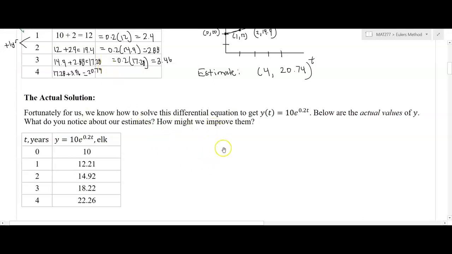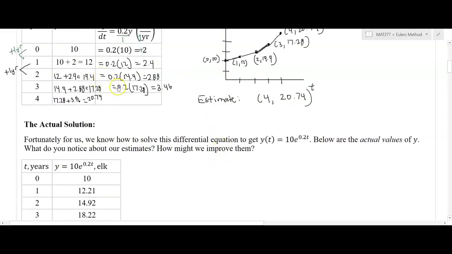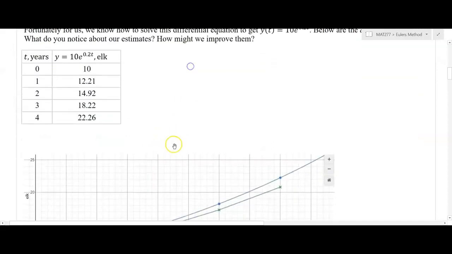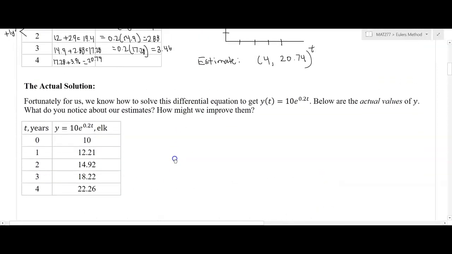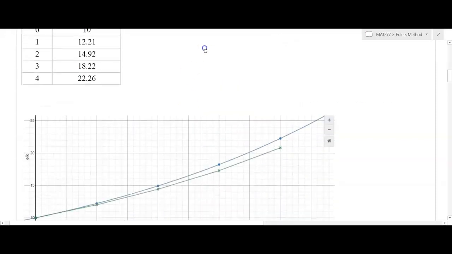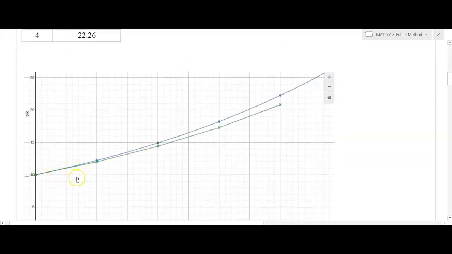So how do we improve this estimate? Well, one of our inherent flaws here was that we were assuming a constant rate of change, and that's going to be wrong no matter what. But I can reduce the amount of error by assuming that the rate of change is constant for a shorter period of time. But before we do that, let's take a look at the two plots.